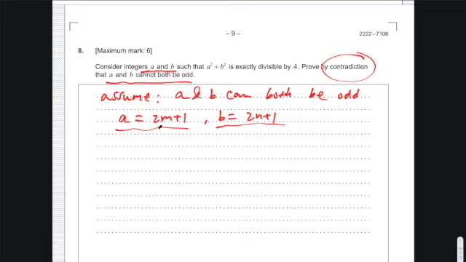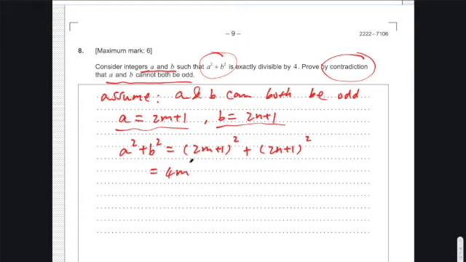Okay, so then let's just plug into the expression here. So a squared plus b squared will then become (2m plus 1) squared, then plus (2n plus 1) squared. Next thing we're going to do is expand the parentheses, so we get 4m squared plus 4m plus 1, and then plus 4n squared plus 4n, then plus 1.